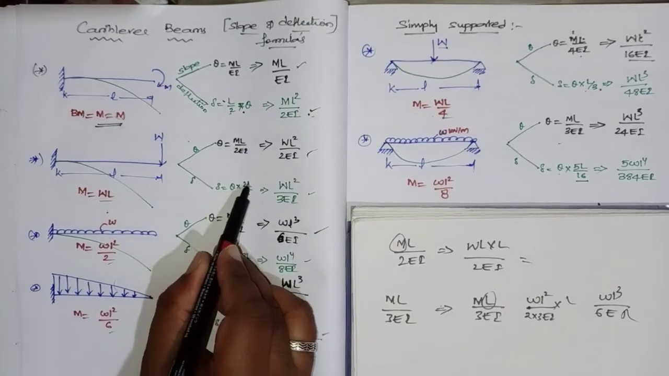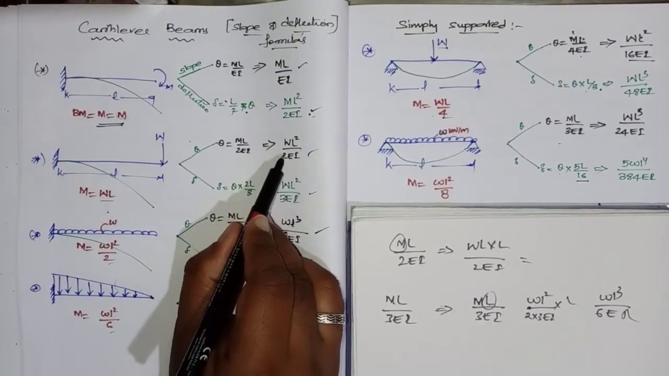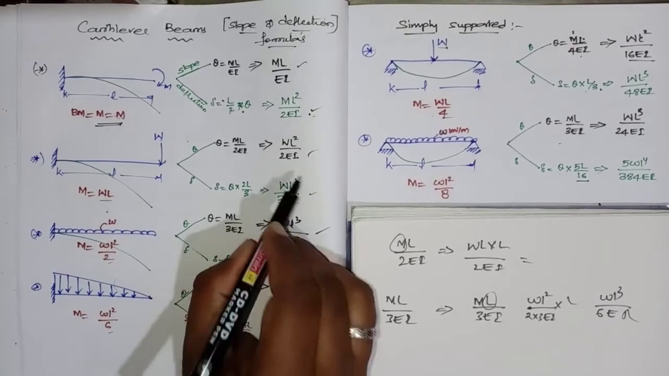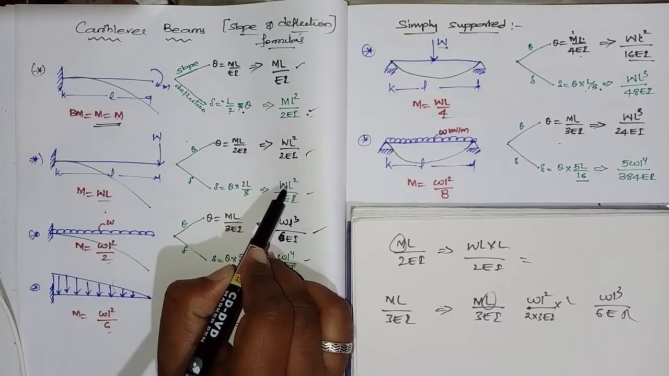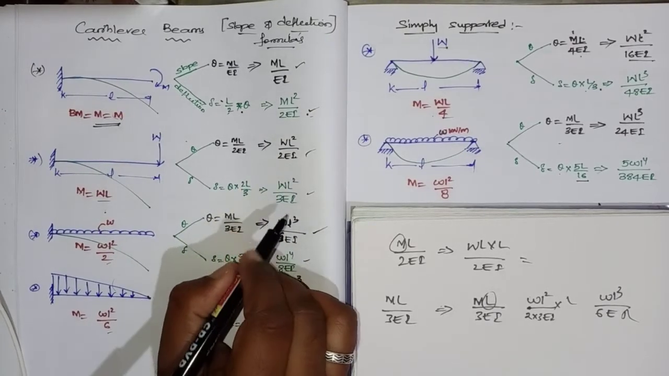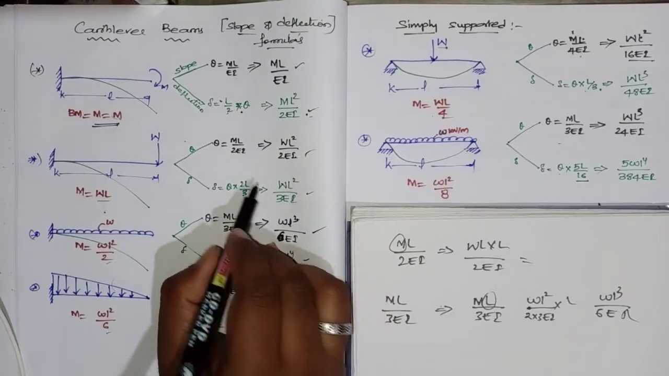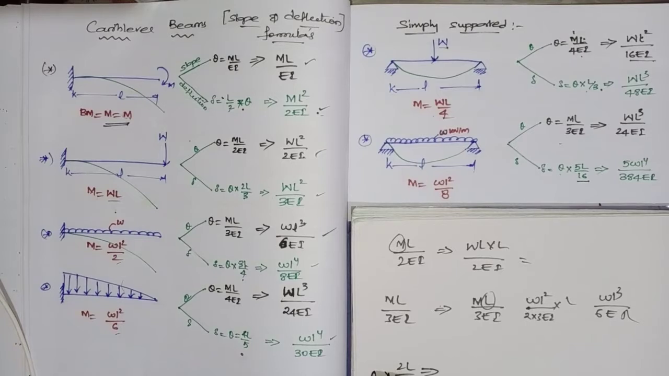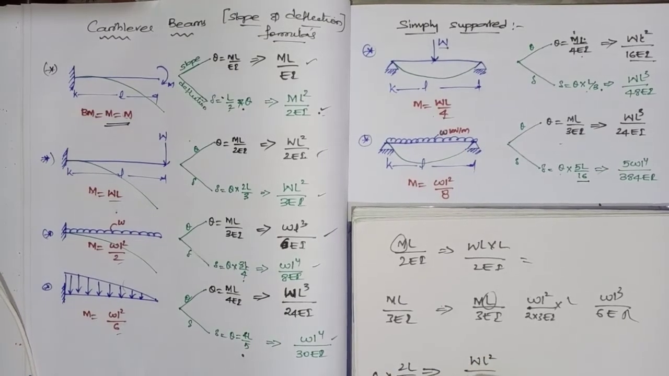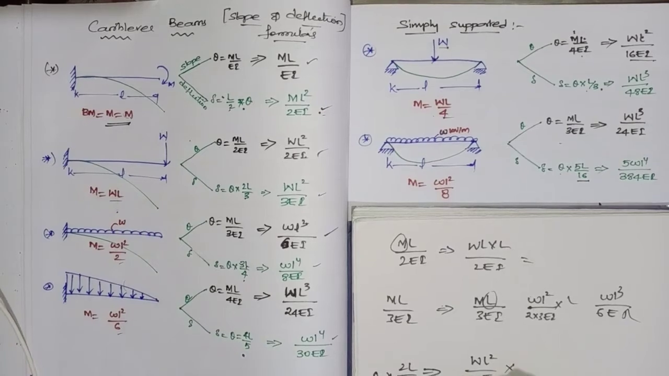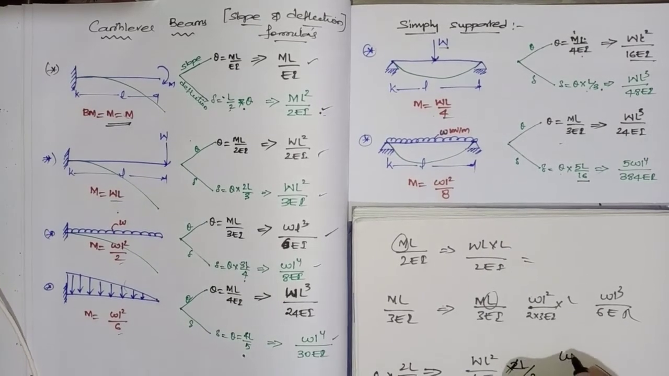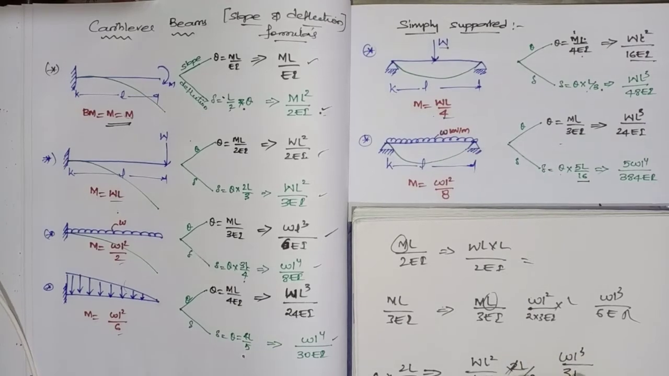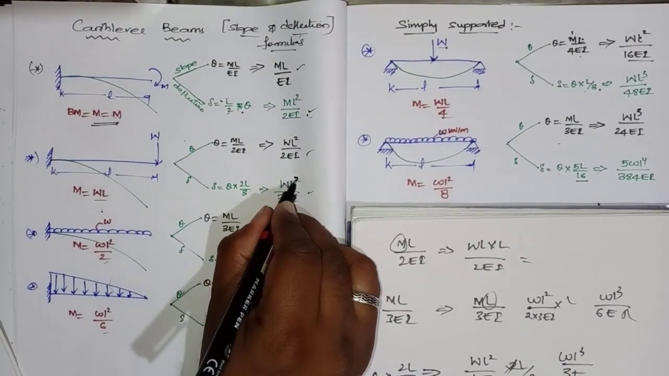Next, theta into 2L by 3. What is theta? WL square by 2EI. Here it is 3, so we write 2L by 3 into theta, where theta is WL square by 2EI, into L by 3. The 2s cancel, so WL cube by 3EI. Sorry, this will be 3.